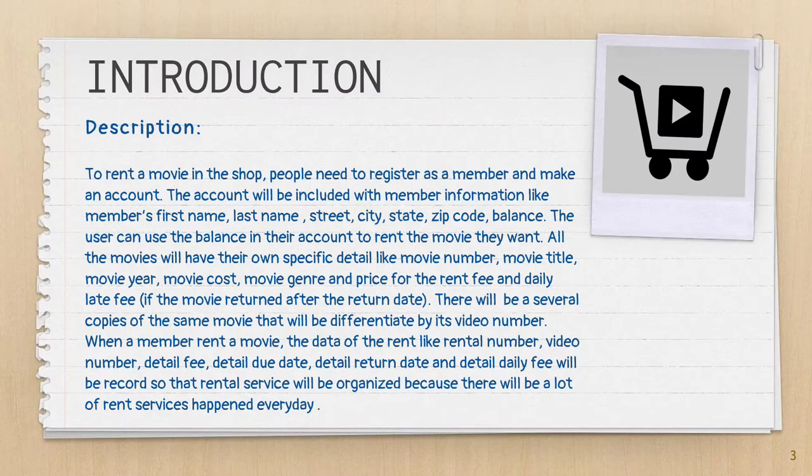All the movies will have their own specific details like movie number, movie title, movie year, movie cost, movie genre, and price of the rent fee and daily late fee if the renter returns the movies late. There will be several copies of the same movies in the shop, so they will be differentiated by their own video number. When a member rents a movie, the data of the rent like rental number, video number, detail fee, detail due date, detail return date, and detail late fee will be recorded so that the rental service will be organized, because there will be a lot of rentals happening every day.